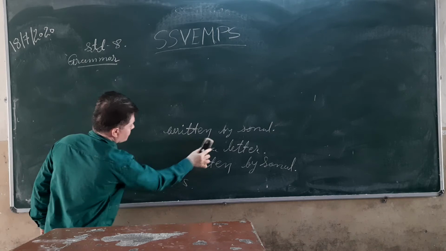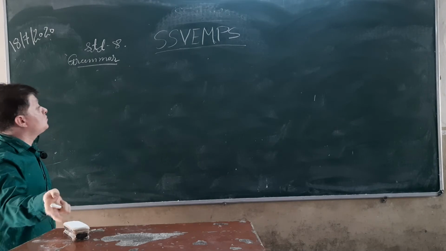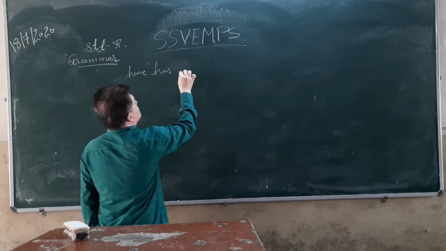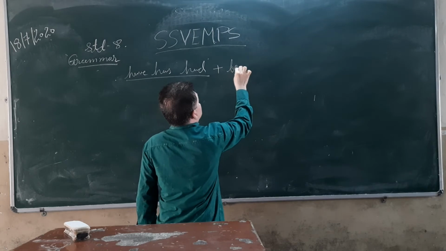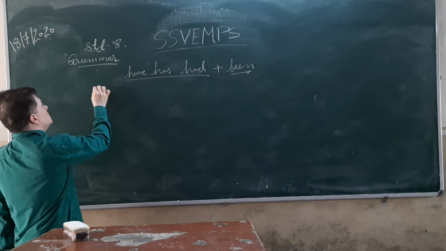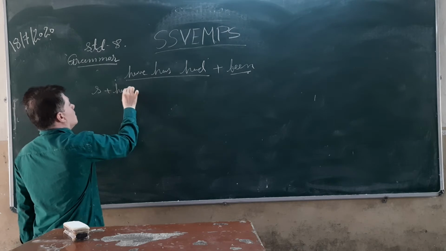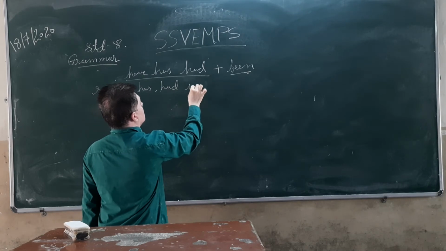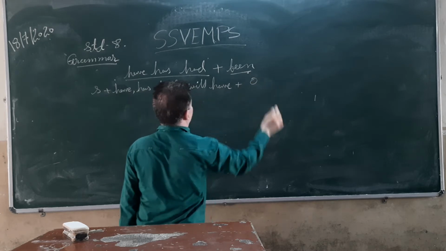Now today, in perfect tense we use have, has or had as an auxiliary verb. So we have to put been after that. Here in perfect tense, in active voice we have subject plus have, has, had, will have, plus the verb and object.